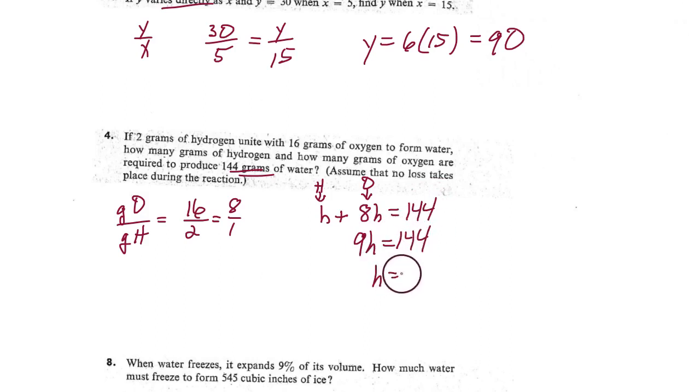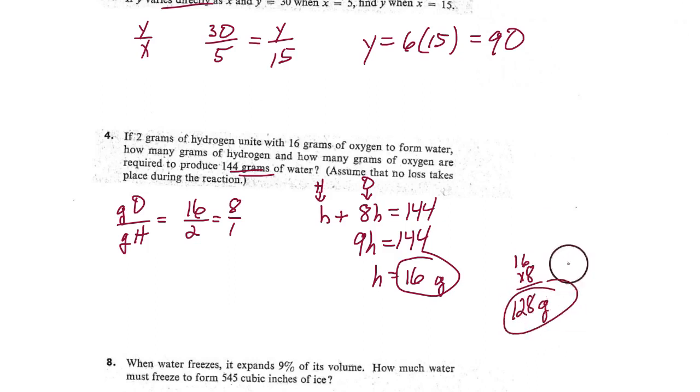Now divide both sides by 9. And H equals 16. We were using the letter H to represent the grams of hydrogen. Remember how the grams of oxygen were 8 times more than that? So 16 times 8. That's 128 grams. This is our oxygen. This one's how much hydrogen we have.